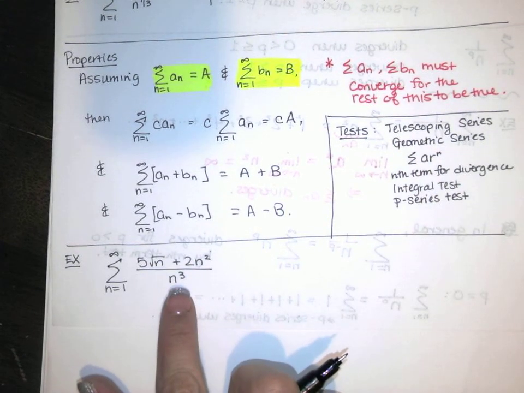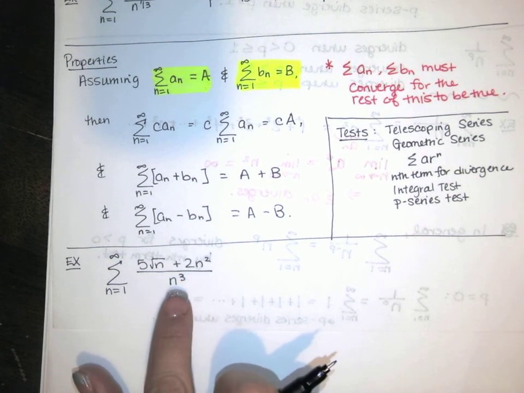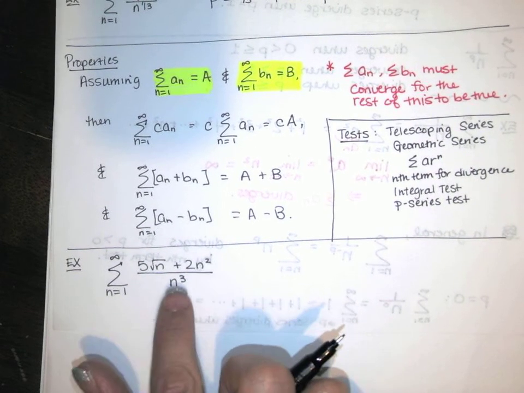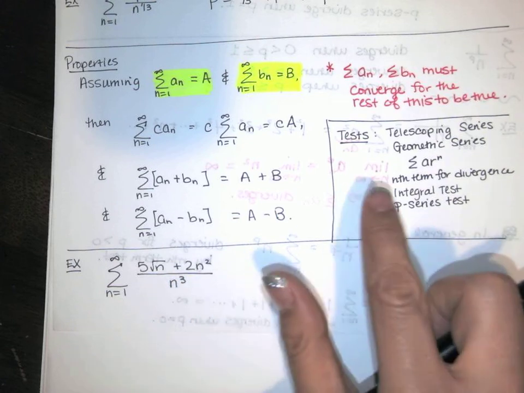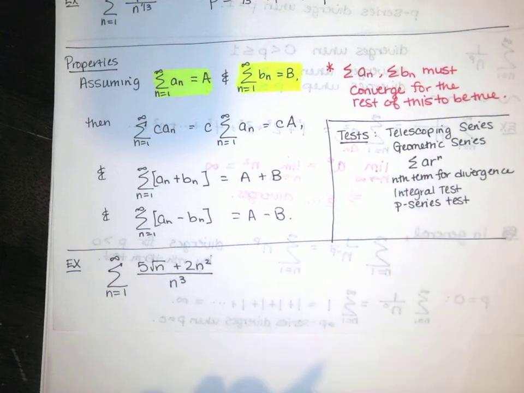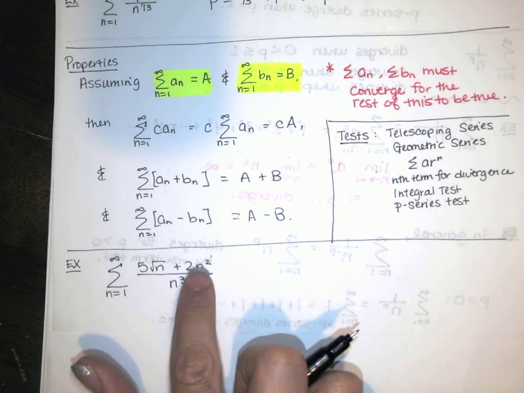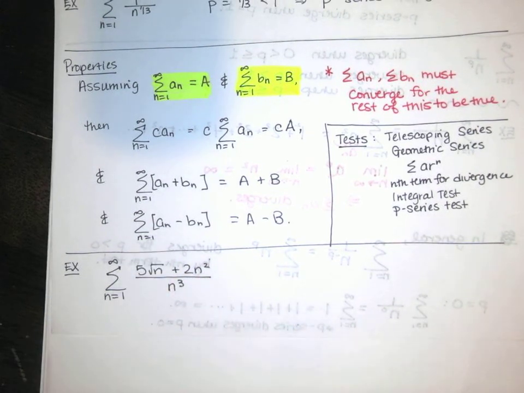This is not telescoping. It's not geometric because it's not a constant times a constant to the n. The n's are in the base here. These look like polynomials in n almost, except for that root. The n's aren't in the exponent. When the n's are in the exponent, it's geometric, possibly. But if you've got something that has a lot of polynomials in n, it's not geometric. As n goes to infinity, n cubed grows faster than n squared and square root of n, so the nth term goes to 0, so the nth term test for divergence is inconclusive.